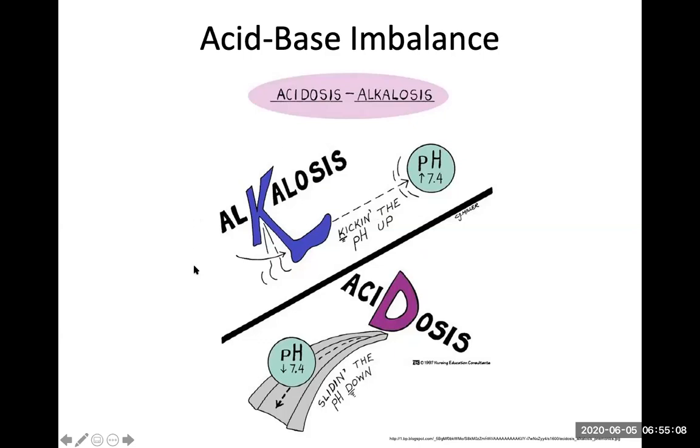So let's look at some acid-base imbalances. And as we look at this, this is a great drawing to remember what alkalosis means and what acidosis means. Alkalosis, remember, is anything more basic, so anything greater than 7.4, which is normal blood pH. So we say alkalosis is kicking up the pH to help you remember, and acidosis slipping down the pH scale, because anything less than 7.4 will be considered an acidosis, pH imbalance in the body.